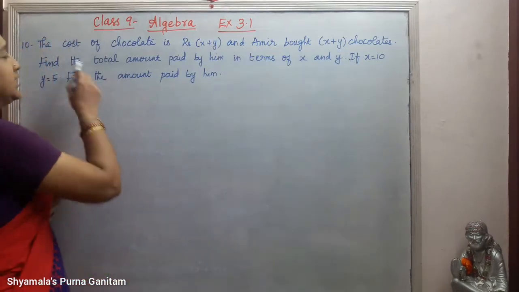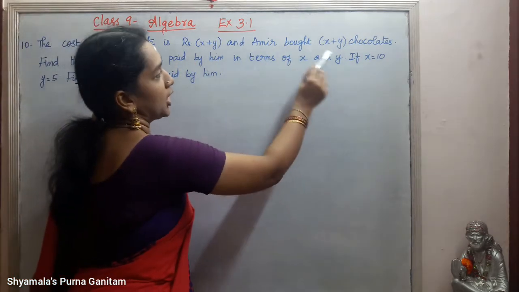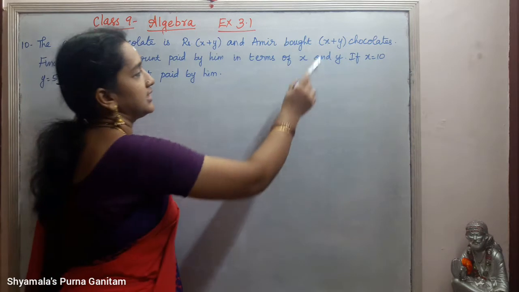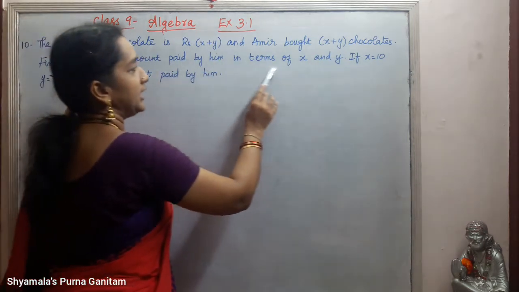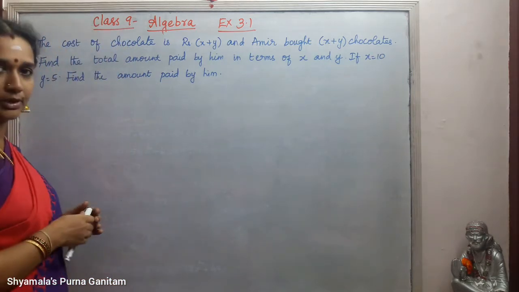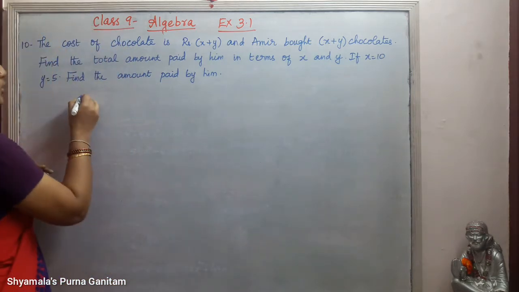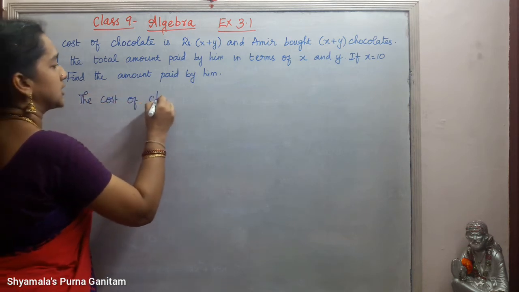The next sum is: the cost of a chocolate is rupees (x plus y) and Amir bought (x plus y) chocolates. That is, this is the number of chocolates and this is the cost. Find the total amount paid by him in terms of x and y, if x is equal to 10 and y is equal to 5.